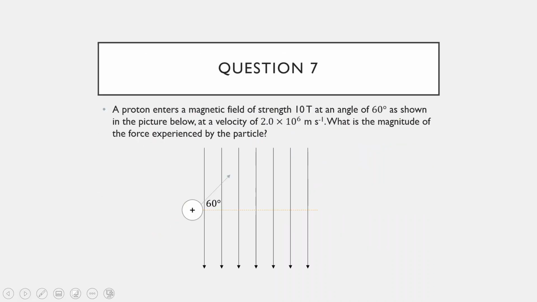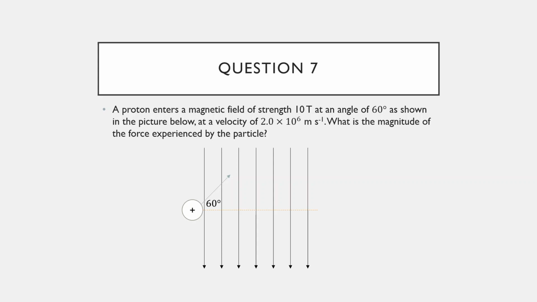Let's do that in a question. Again, according to the study design, you don't need to know how to do this, but we're going to do it anyway. So, a proton enters a magnetic field of strength 10 Tesla at an angle of 60 degrees as shown in the picture below, at a velocity of 2 times 10 to the 6 meters per second. What is the magnitude of the force experienced by the particle?